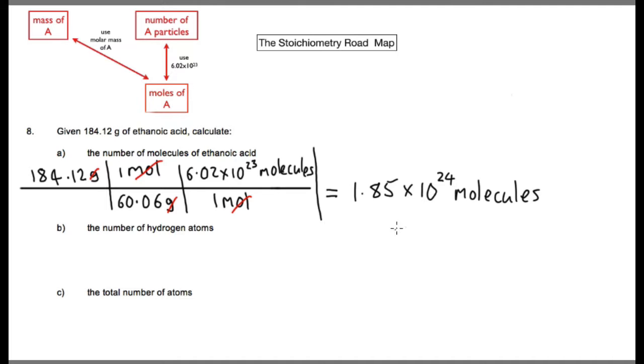And you get 1.85 times 10 to the 24. We've got 3 sig figs, and we use Avogadro's constant to 3 sig figs, so we'll keep it like that.